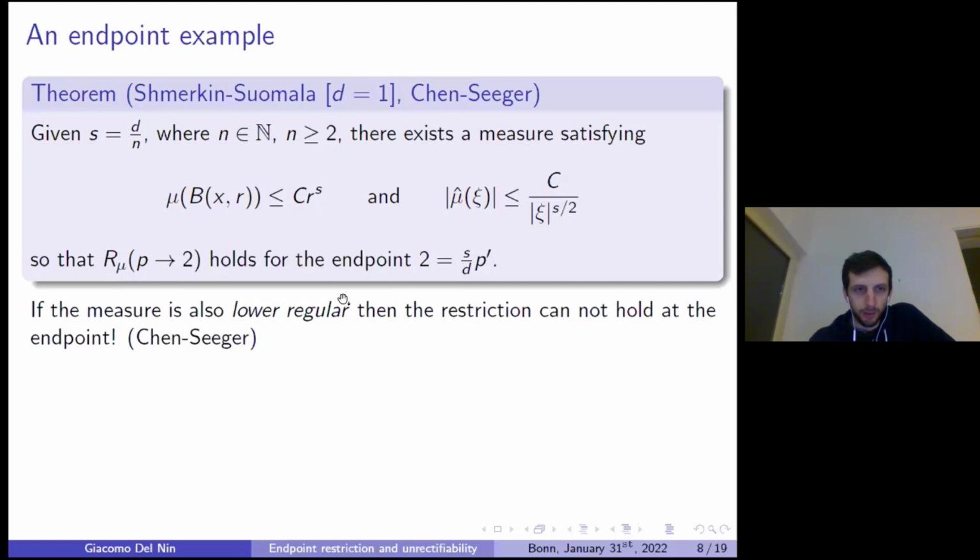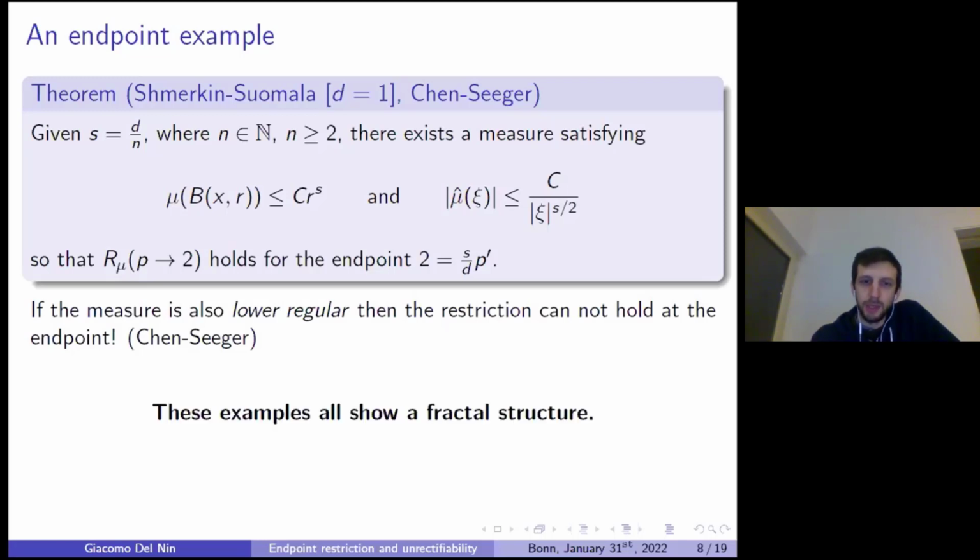And a curiosity is that if the measure is also lower regular, then the restriction cannot hold at the endpoint. And this is, if you want, an indication that imposing the endpoint restriction tells us somehow that the measure cannot be too regular in many different ways. And in particular, if we look at all these examples, they are fractal. They show a fractal structure.